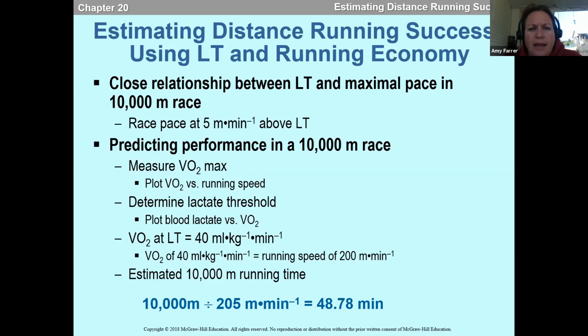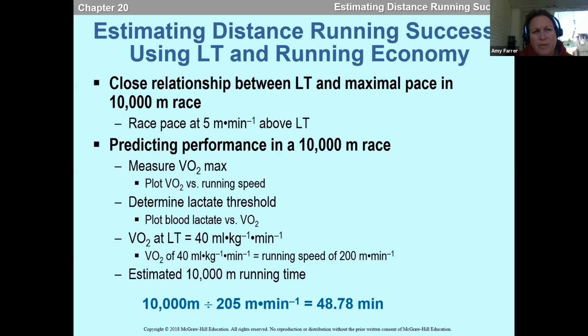Estimating our distance running, again, we talked about lactate threshold and running economy. If we look at a race pace at 5 minutes, meters per minute above lactate threshold, we can look at what kind of performance we would expect in a 10,000 meter race. If we know what those VO2s are and the lactate thresholds, we should be able to make some pretty good estimates on how long it should take to do something.